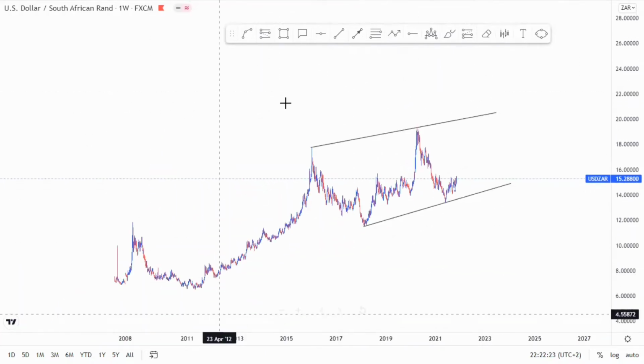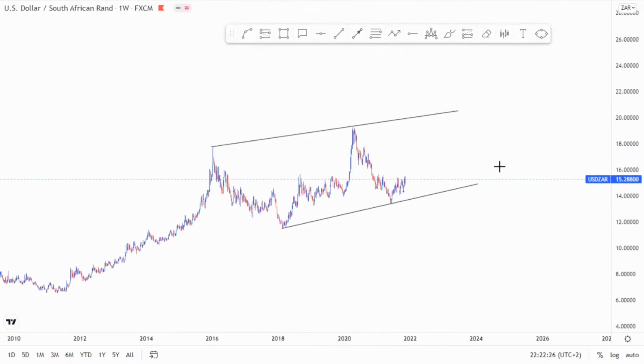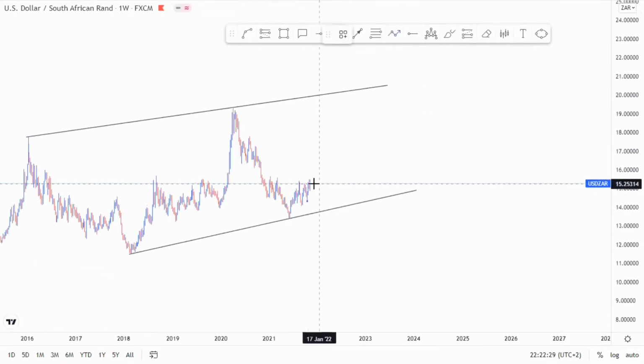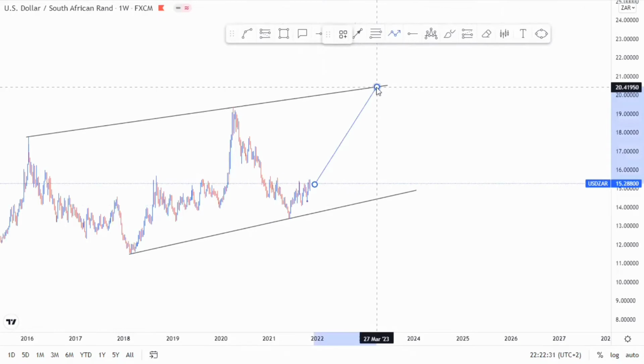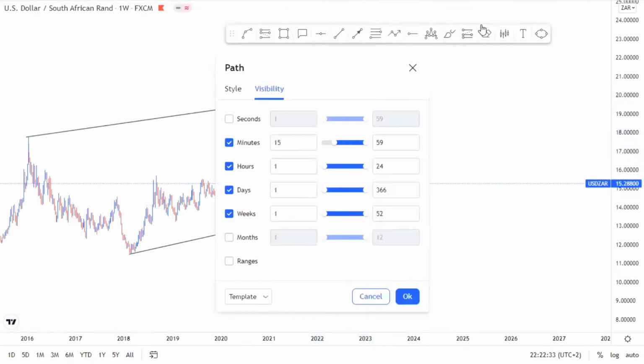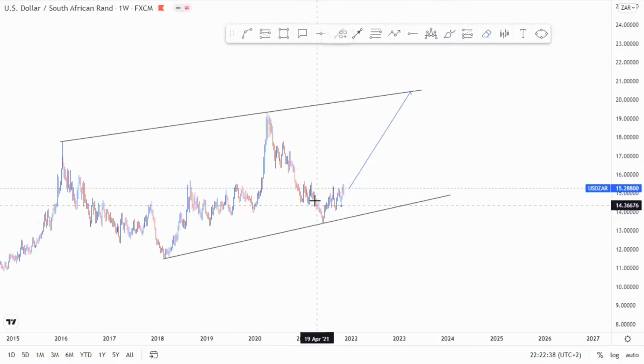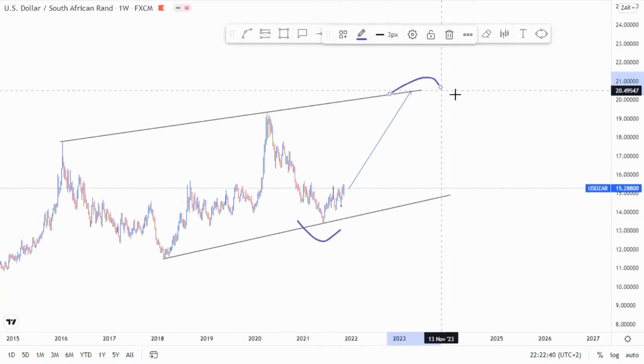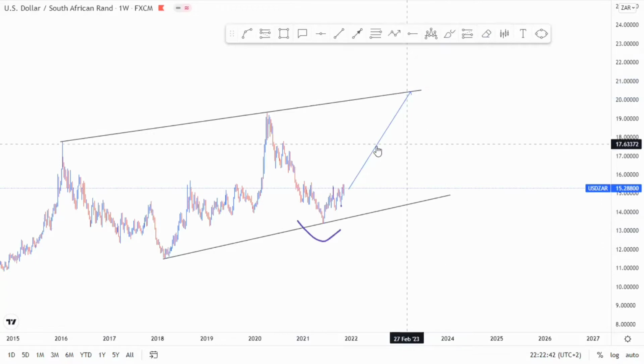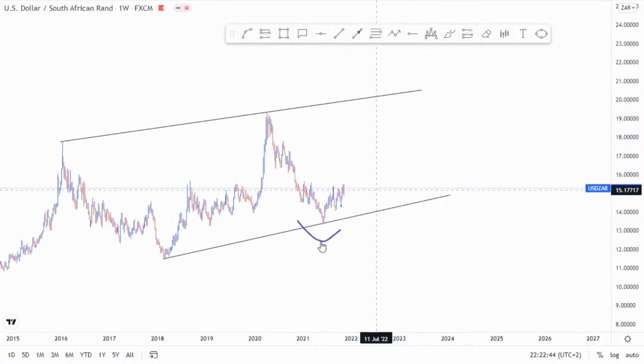As you can see, we are making higher highs and higher lows. Now I'm expecting price to create a new high at the top of the channel. As you can see, creating a new high. As you can see here also, this is a lower high, expecting to make a higher high at the top. As you guys can see, on a 1 week time frame, things are looking bullish.